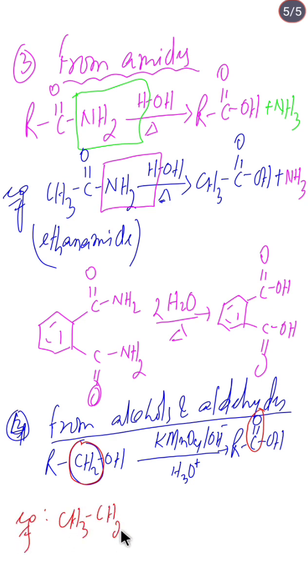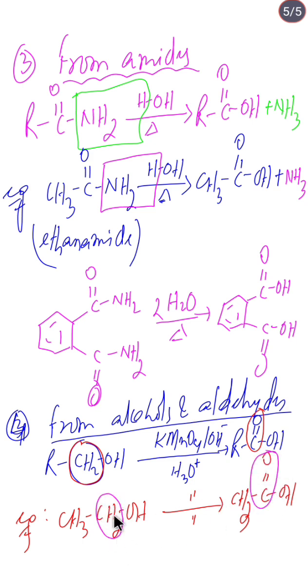CH3CH2OH, and if it is reacted with KMnO4 followed by acidic hydrolysis, then this CH2 is converted to CO, and ethanoic acid will be obtained. Here only CH2 is converted into CO. This is our ethanol and this is our ethanoic acid.